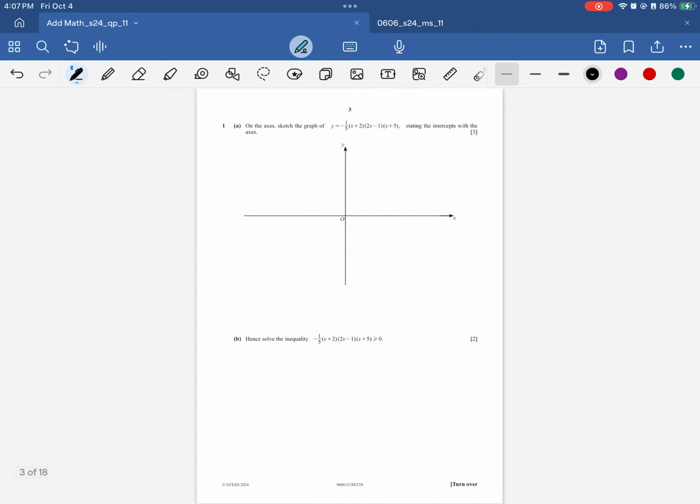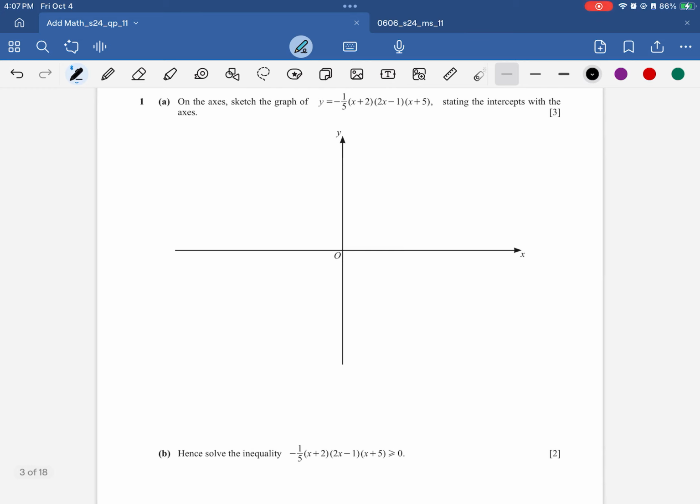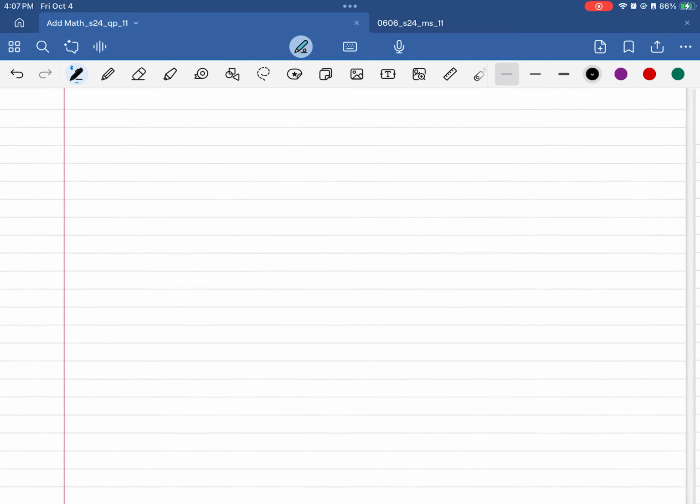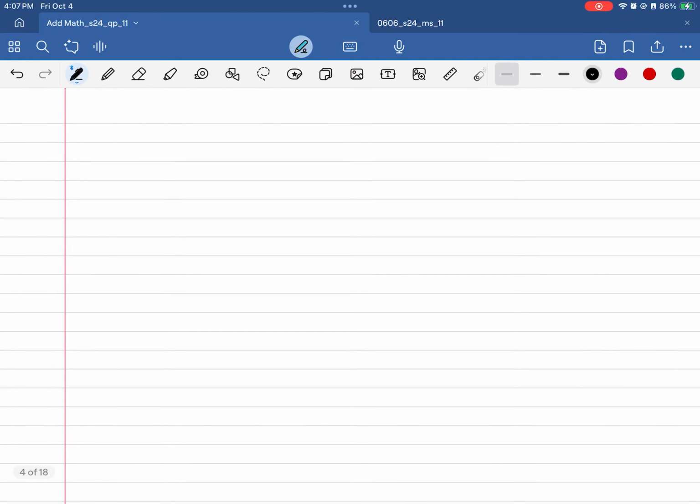So this first question says, on the axis, sketch the graph of y equals minus 1 over 5, x plus 2, 2x minus 1, x plus 5, stating the intercepts within the axis. So the first thing you would do for a question like this is to find the intercepts. Let's write out the equation again first.